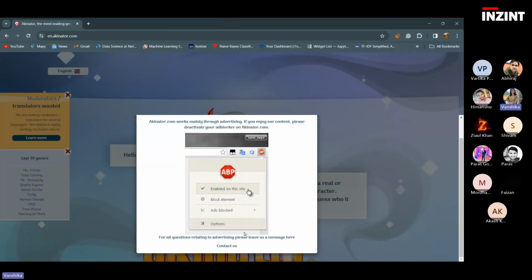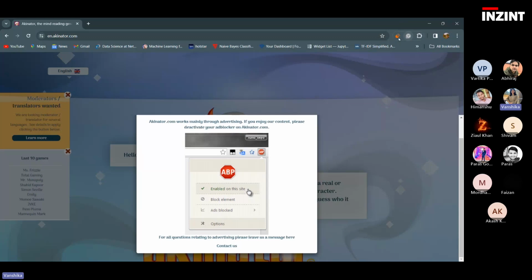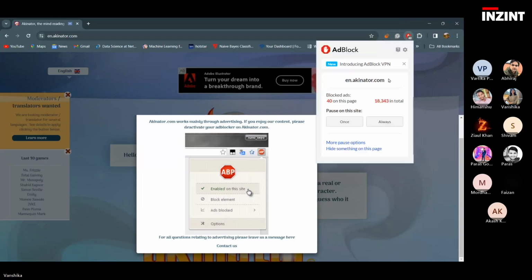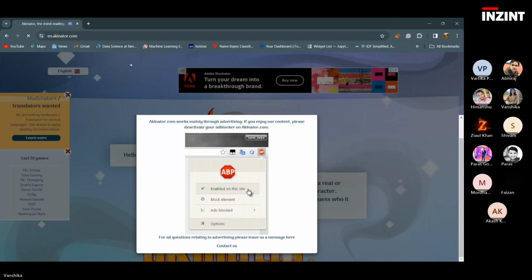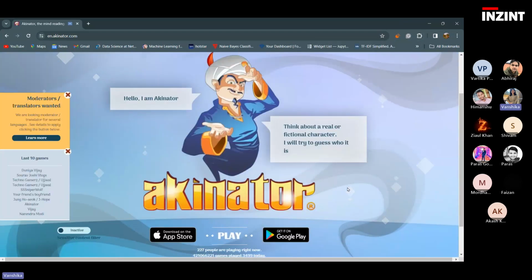So this is a game. Just a moment. Okay, I need to disable ad blocker. Yeah. So this is a game that is called Akinator, and it created lots of buzz like 3 or 4 years back. All of my cousins, I have 3, 4 year old cousins, they were obsessed with this game.